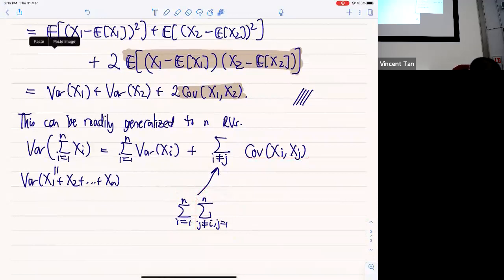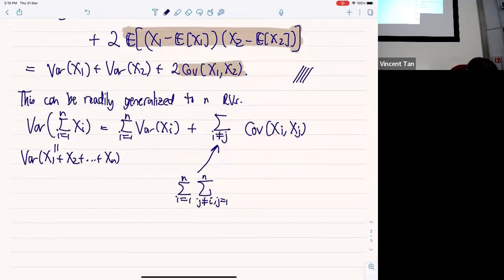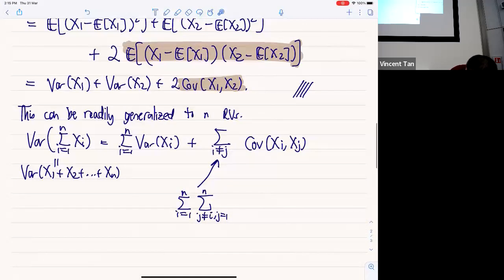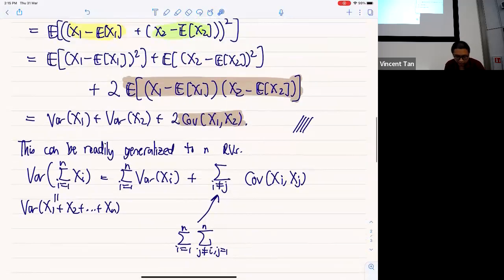So you see here, right? The astute student among you will say, have you missed a 2 here?